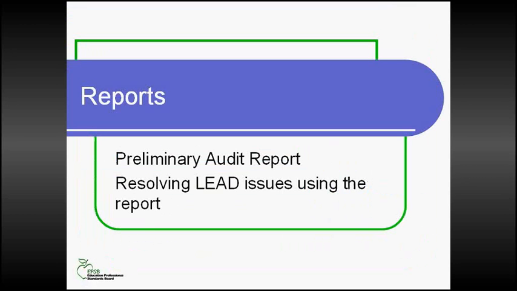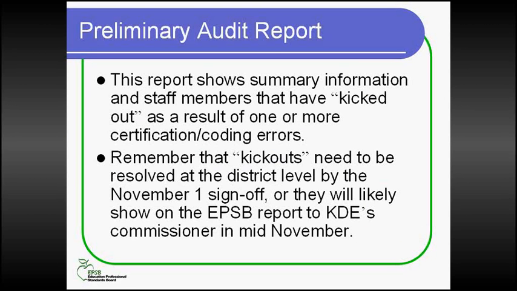Now looking at the preliminary audit report and how to actually resolve any lead issues using this report. The purpose for the preliminary audit report is to show your basic summary information and any staff members that have kicked out. Somebody asked the other day, will it fall out on the report or will it cause a lead problem? All of those mean the same thing. It's an error. And so anything that kicks out is going to show just on your preliminary audit report. And again, remember that those kickouts do need to be resolved by November 1st.